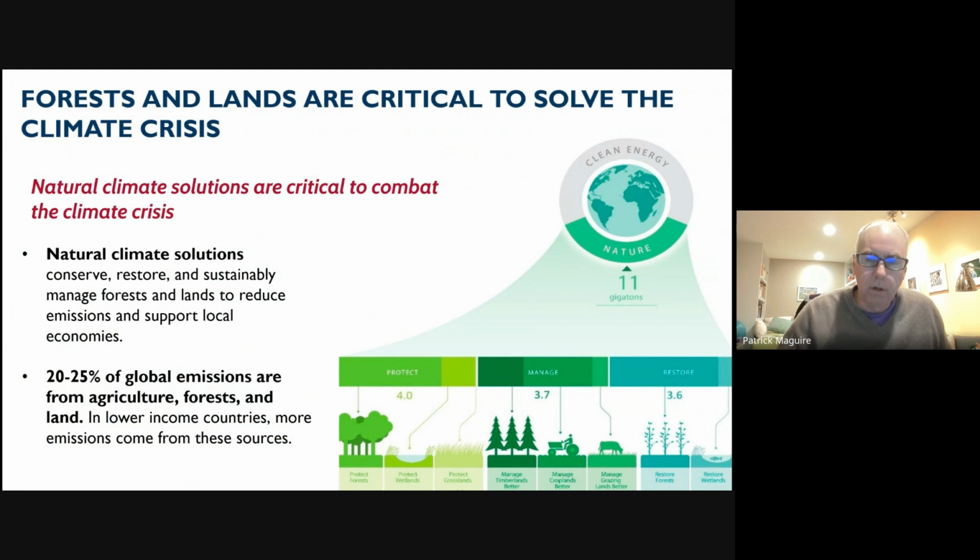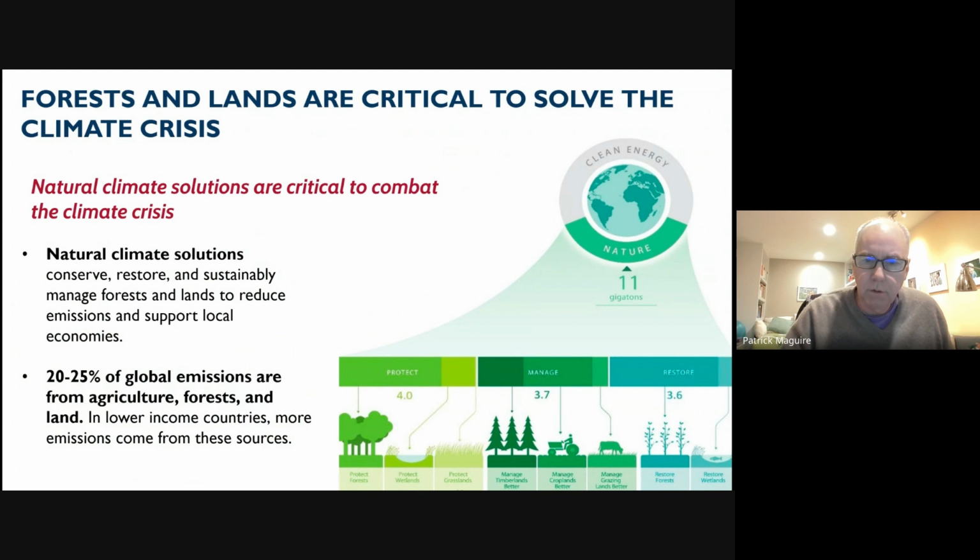So the role that forests and landscapes play are critical to solving the climate crisis. And the graphic here is showing that essentially natural climate solutions account for 20 to 25% of global emissions. This is from a study that came out of TNC in 2017 called Natural Climate Solutions. It gives the big picture on the potential on a global scale for these sustainable landscapes, otherwise known as natural climate solutions. There are three basic pathways that we're talking about here in terms of conserving, restoring, and sustainably managing forests and lands to reduce emissions and support local economies.